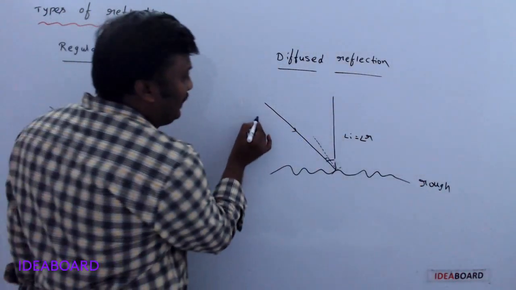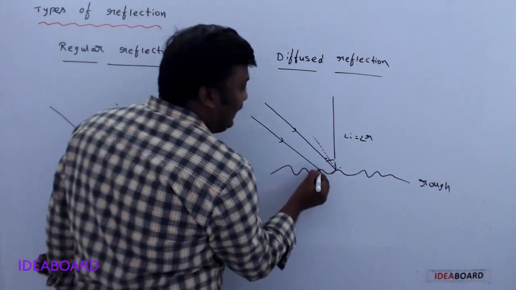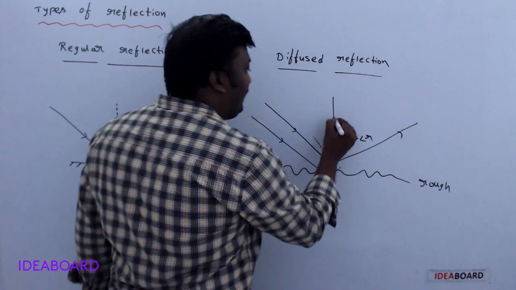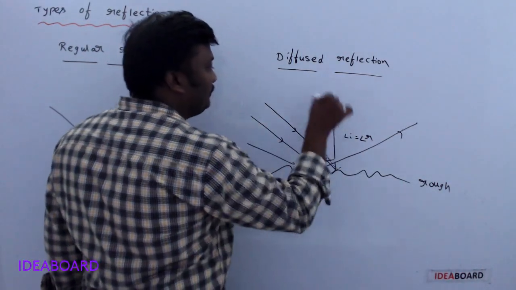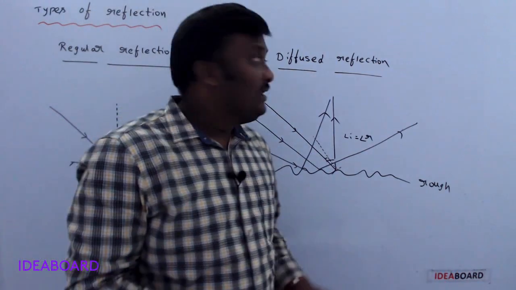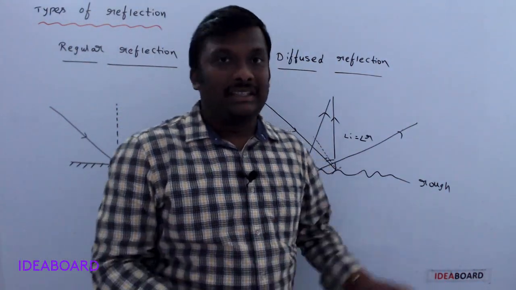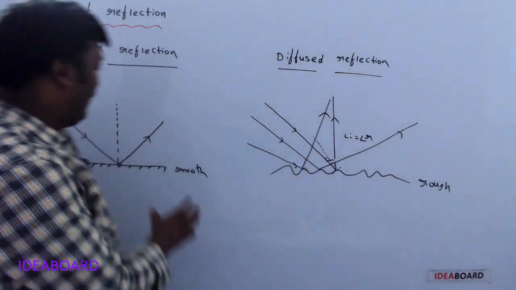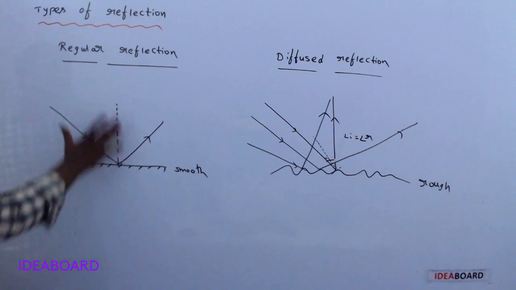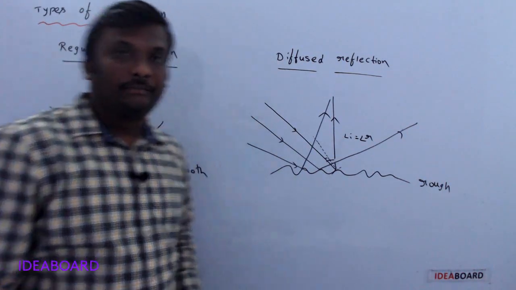Understand? So in this way, if you take a number of rays, then each will be reflected in different directions. So this type of reflection is called diffused reflection. This takes place only when the surface is rough, and if the surface is smooth, we get regular reflection. Clear?